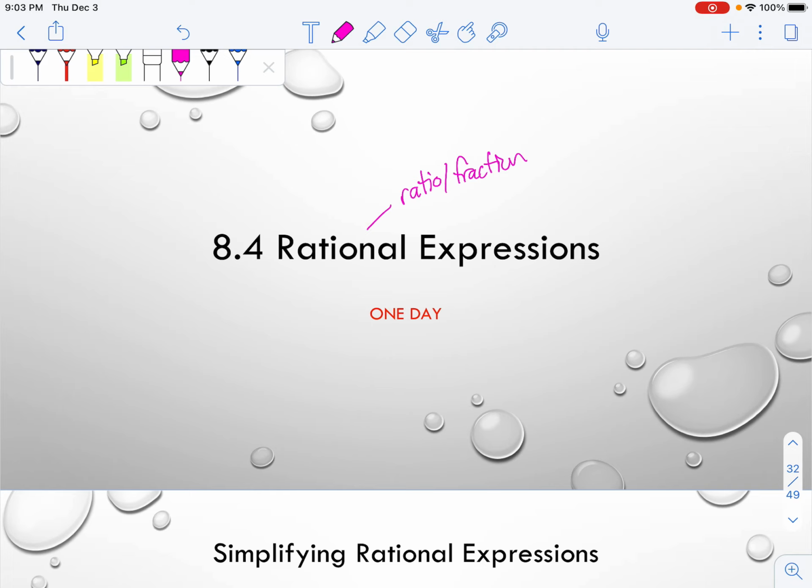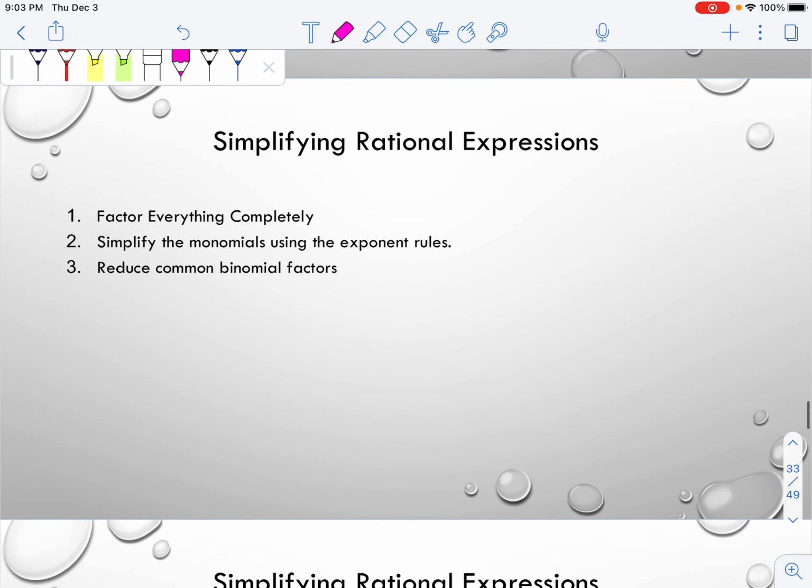In order to simplify a rational expression completely, and again, key word here is completely, we must factor. So all of you who hated Unit 4, we're going to come back and turn into factoring machines. That way we can simplify the monomials using the exponent rules, which is step 2. Basically that means we're going to cancel out giant ones. If it's the same factor on the top and on the bottom, we can cancel it out. And then lastly, we're going to reduce the common binomial factors.